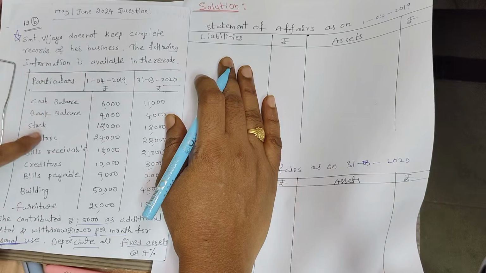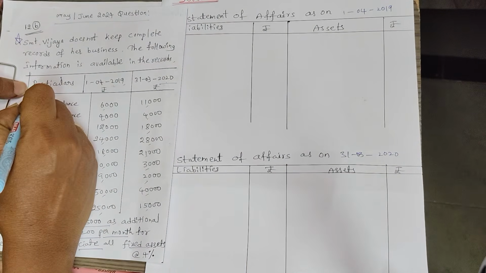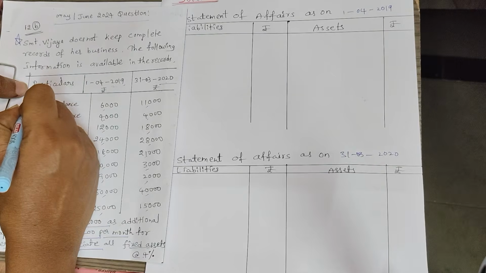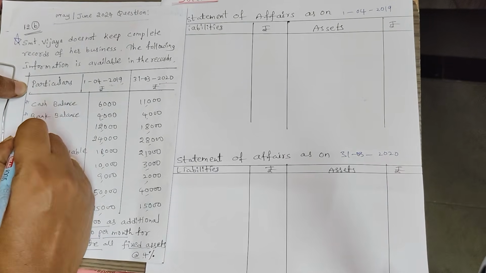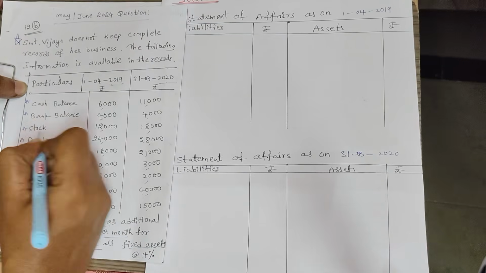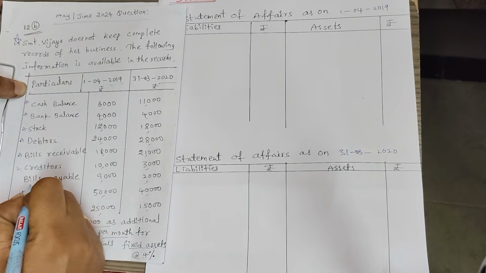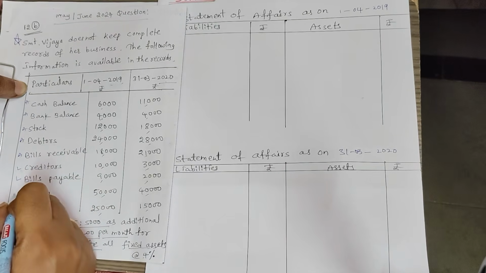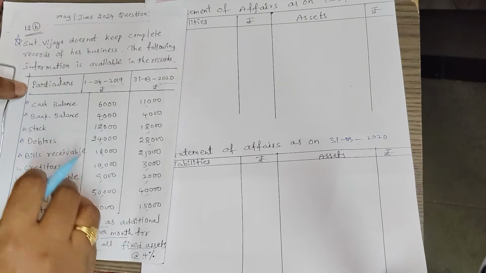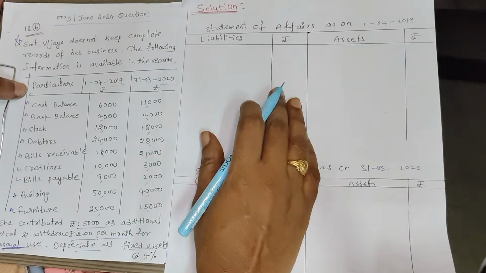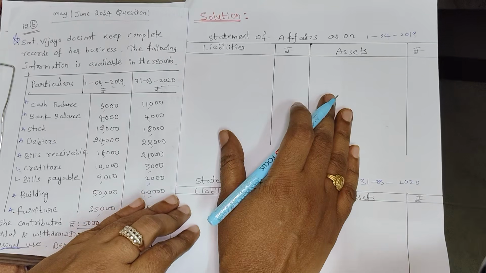You are required to identify assets and liabilities from the particulars column. See here, cash balance is a current asset, so it comes under assets. Bank balance is also an asset. Stock, asset. Debtors, asset. Bills receivable, asset. Creditors, liability. Bills payable, liability. Building, asset. Furniture, asset. According to this, you need to post these details under assets and liabilities in the calculation of opening capital statement of affairs.